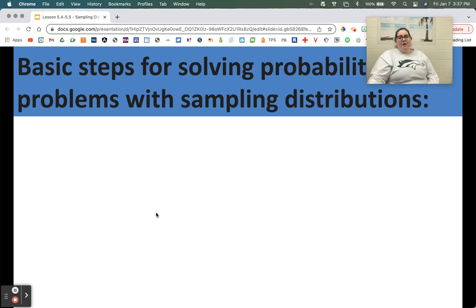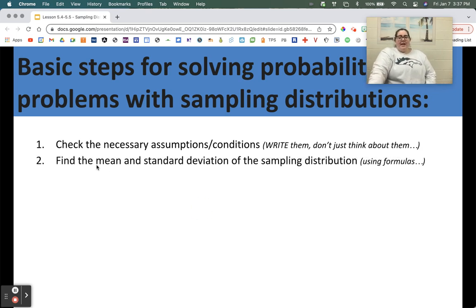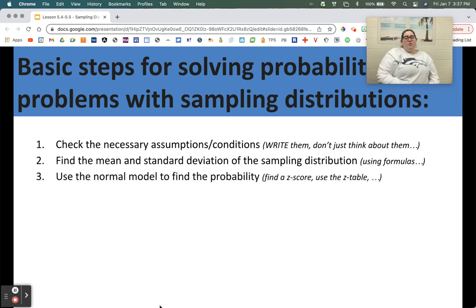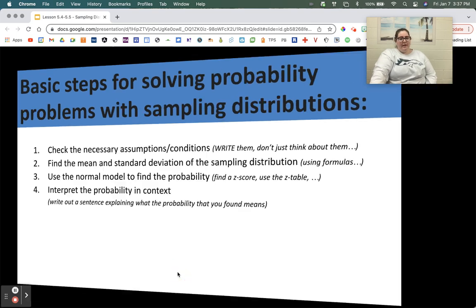So those are the basic steps for solving this type of problem with sampling distributions. First, we check our necessary assumptions and conditions, and we do have to write them. We don't just think about them in our head and then write, okay, all the assumptions pass. We actually have to write them out. Second is to find the mean and standard deviation of the sampling distribution, and that's just using formulas. Third is to use the normal model to find the probability that you're looking for. And the fourth is to interpret that probability in context, explaining what that probability actually means in the context of the problem. So those are our 4 steps in order to solve a question like this.